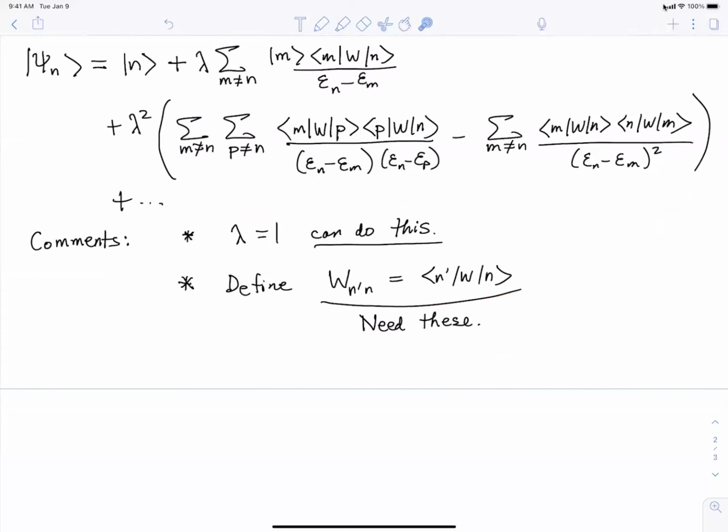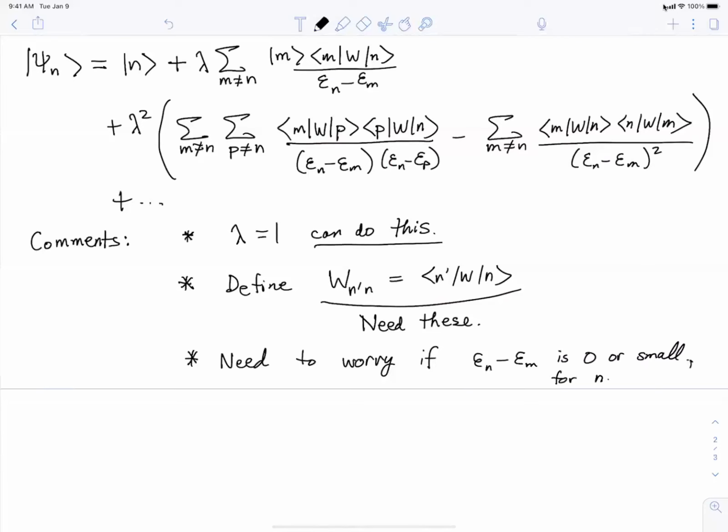Okay, and then the third comment here, which I've already mentioned, is we need to worry if E_n minus any other curly E is 0 or small, for n not equal m. So obviously, if it's 0, then we have a problem, because then we're just writing down nonsense. We're writing something over 0. That doesn't make any sense.